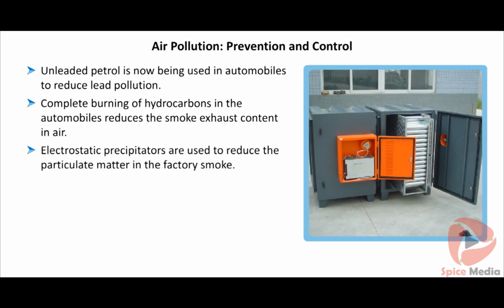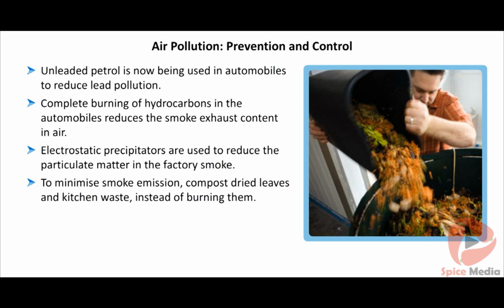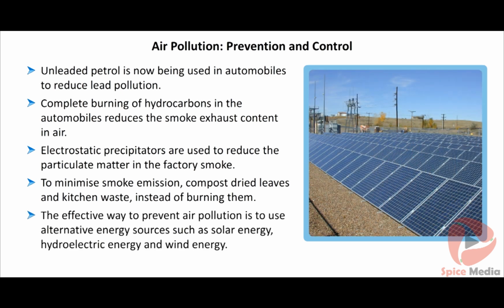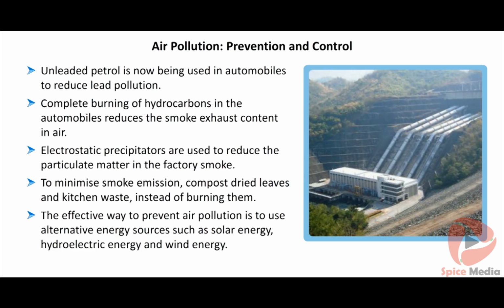Electrostatic precipitators are used to reduce the particulate matter in the factory smoke. Always try to minimize smoke emission as it can contribute to air pollution. One way is to compost dried leaves and kitchen waste instead of burning them. The effective way to prevent air pollution is to use alternative energy sources such as solar energy, hydroelectric energy, and wind energy.